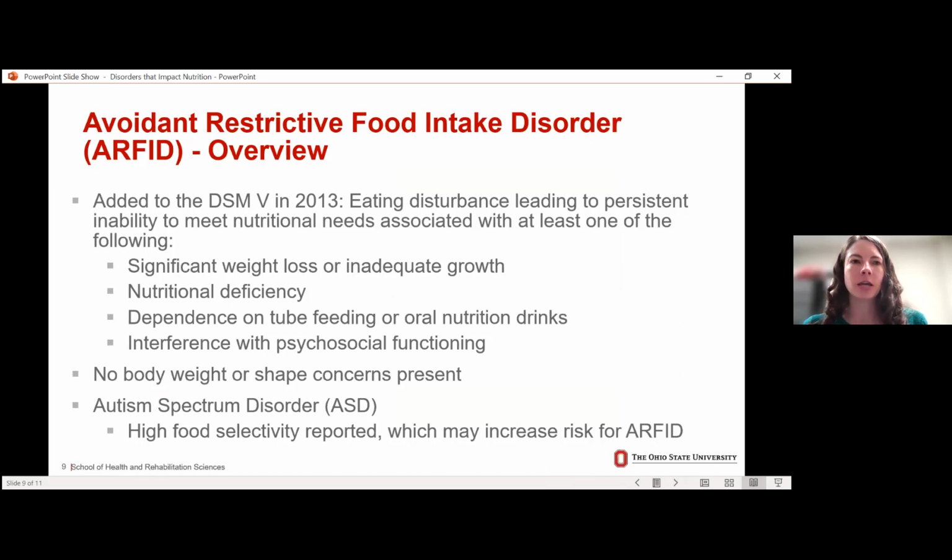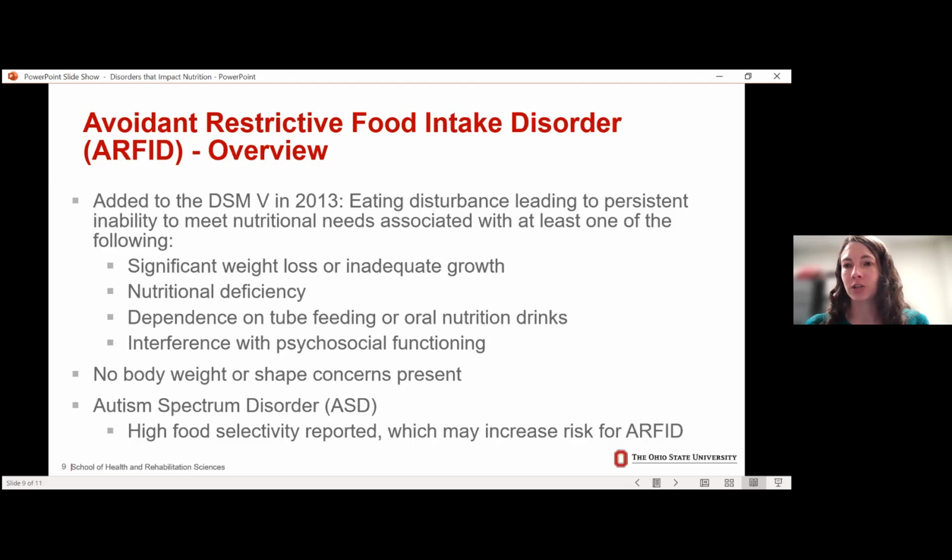And then the final disorder that I wanted to present that you might find interesting is avoidant restrictive food intake disorder. It's also known as ARFID. It was more recently added to the DSM-5 when that was published in 2013. And this is defined as an eating disturbance leading to persistent inability to meet nutritional needs associated with at least one of the following that's listed below. So either significant weight loss or inadequate growth, nutritional deficiency, dependence on tube feeding or oral nutrition drinks, and interference with psychosocial functioning.